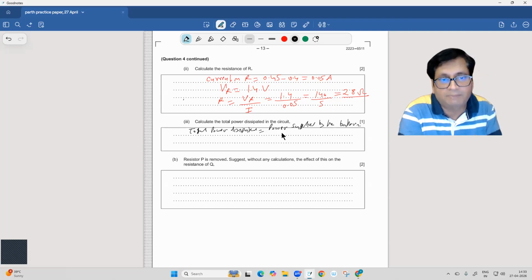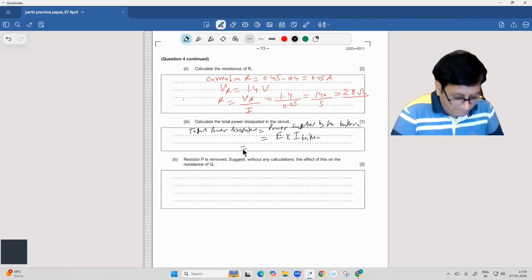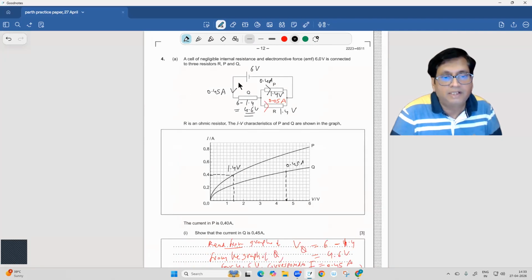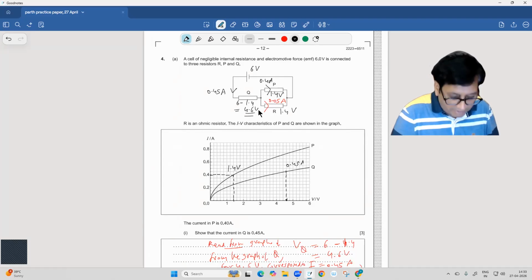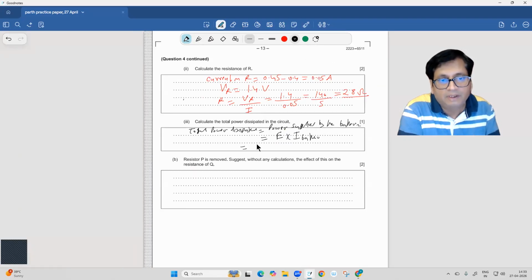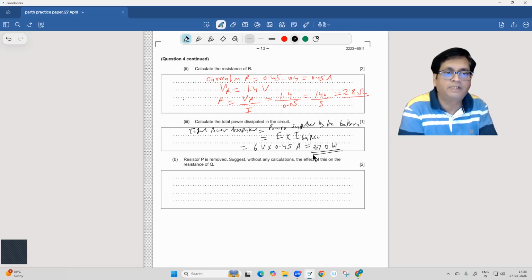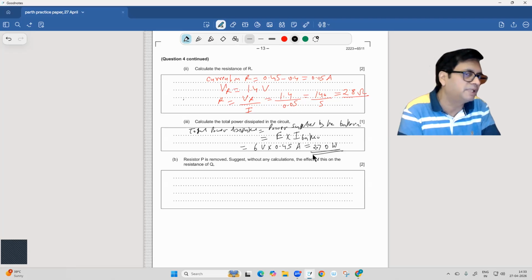What is the formula for power supplied by the battery? It is EMF of the battery times the current through the battery, right? And EMF of the battery is given to us. It is 6 volt. And the current through the battery is 0.45 ampere. So 6 volt into 0.45 ampere, which is like 6 5 are 30, 0 3, 27. So 2.7 watt. Okay. That is the total power dissipated, right? Total power dissipated.